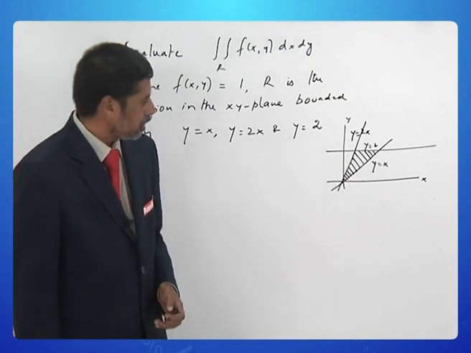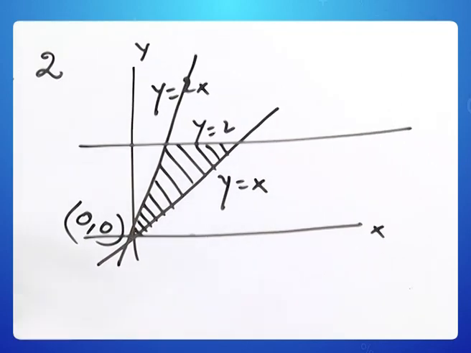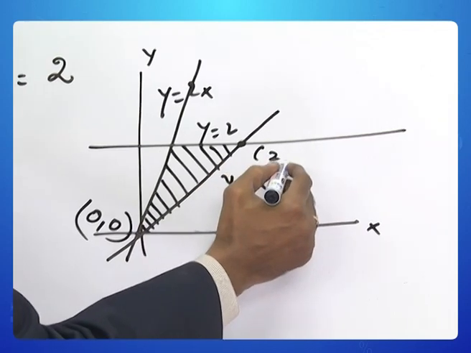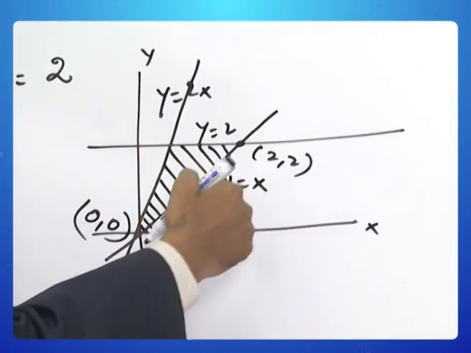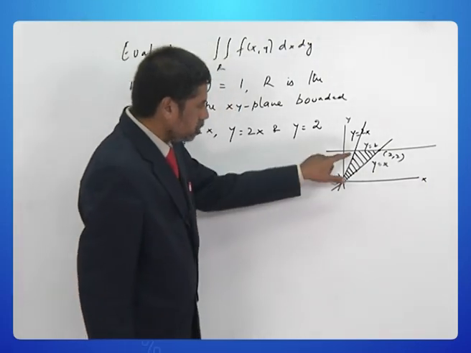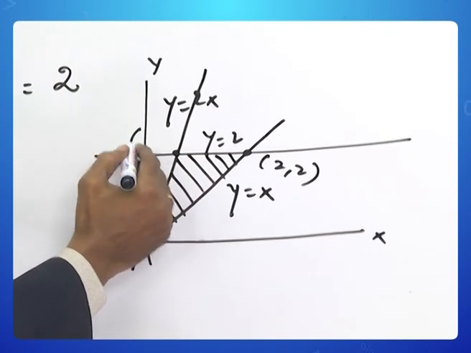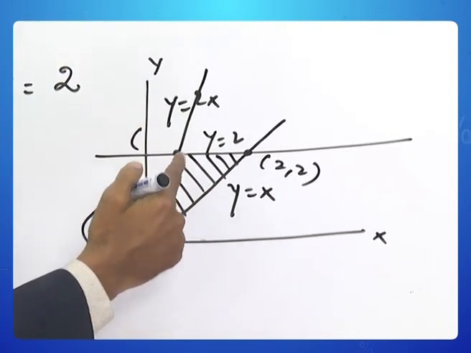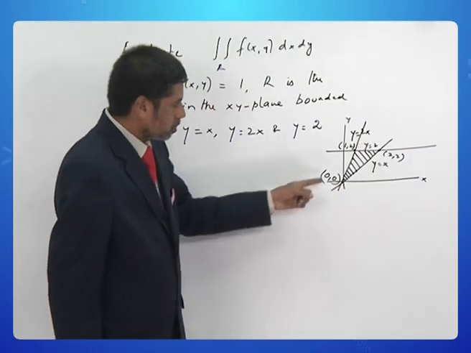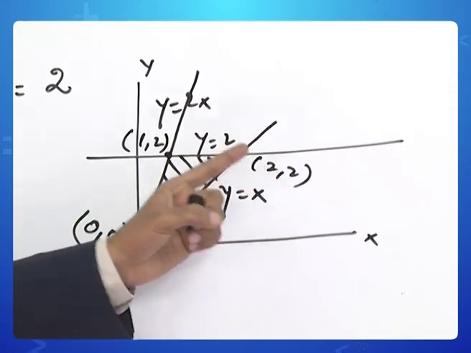Okay. Now let us find out the corner points. Origin, and then this point will have coordinates 2, 2, because y is equal to 2 and y is equal to x will intersect at 2, 2. At this point, when y is 2, x will be 1, it will be 1, 2. So this is a triangle with coordinates 0, 0, 1, 2, 2, 2.